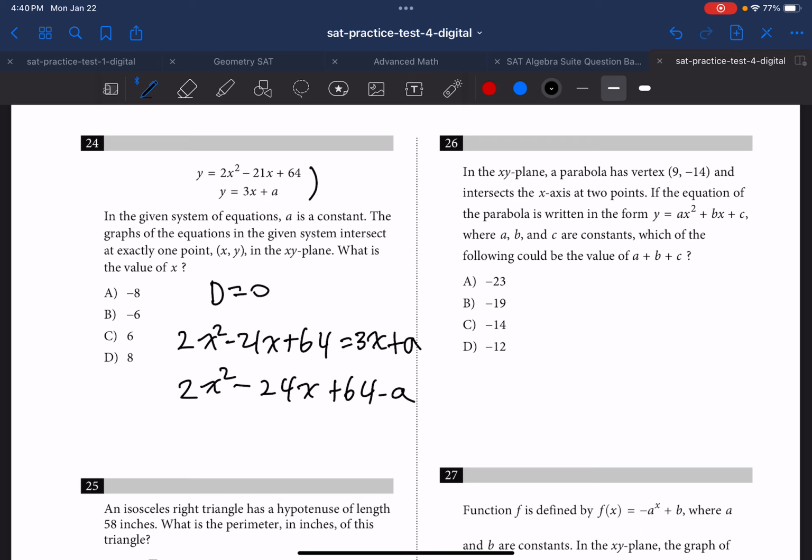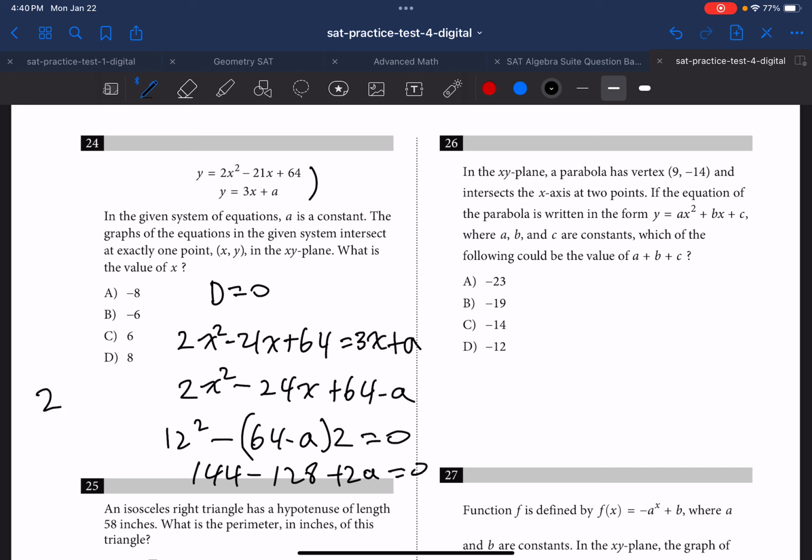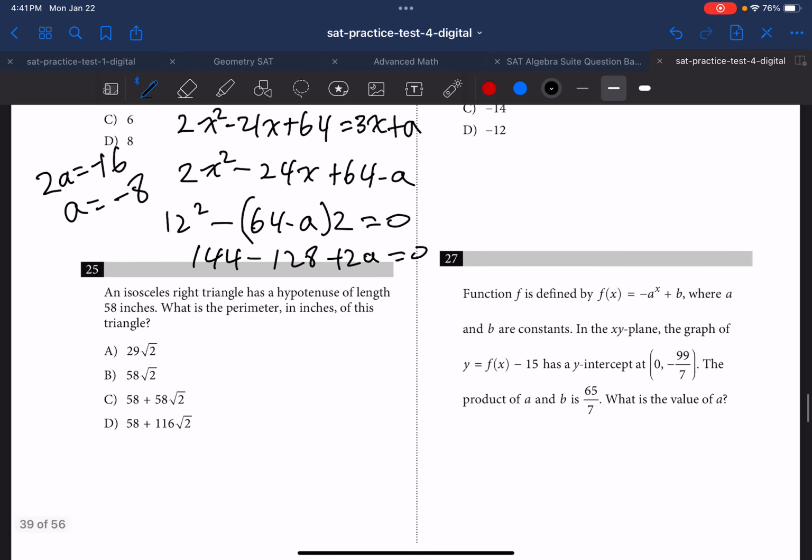It's like a quadratic formula, but it's 12 squared minus 64 minus a times 2 has to equal 0. 144 minus 128 plus 2a equals 0. So 2a is equal to negative 16, so a equals negative 8. So the answer is A.